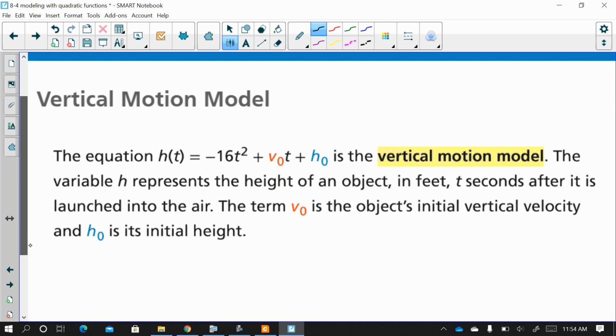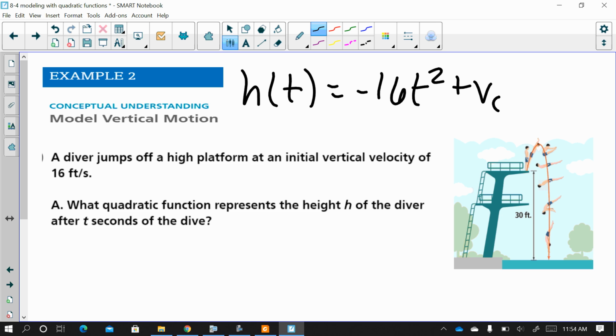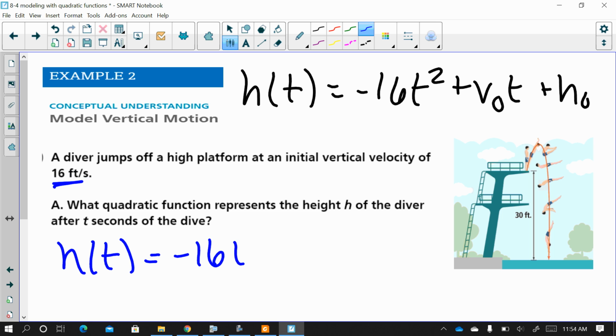So let's figure out how to use this formula. Okay, so remember h of t equals negative 16t squared plus v naught t plus h naught. A diver jumps off a high platform at an initial velocity of 16 feet per second. What quadratic function represents the height h of the diver after t seconds of the dive? Well, it tells us the initial vertical velocity is 16. So that's what v naught is. So h of t equals negative 16t squared plus 16t plus h naught.